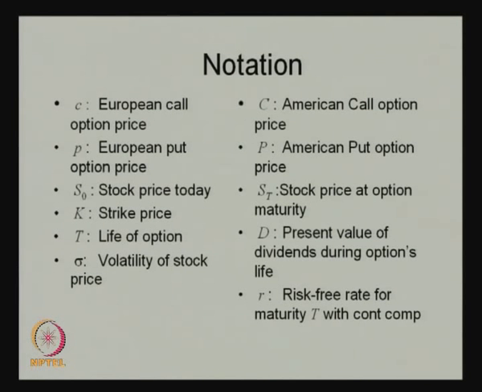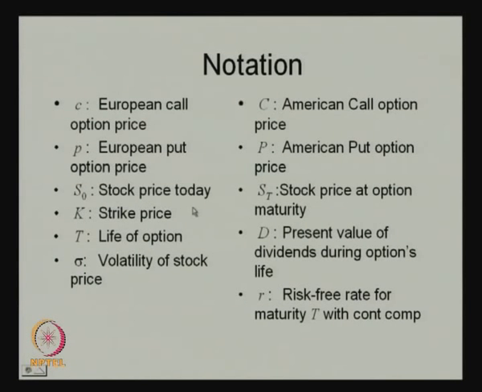So, like your forward and future, before talking about the options, we use some notation. Small c here will denote the European call option. Capital C will denote the American call option. You know the difference between these two: the American option can be exercised at any time, but the European option can be exercised only on that particular date, the maturity date. Small p is the European put option and capital P is the American put option.